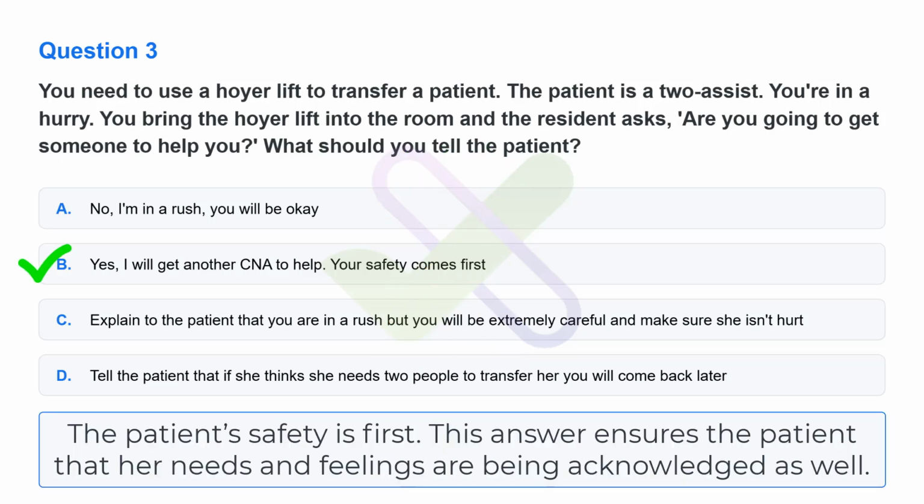Correct answer, B. Yes, I will get another CNA to help. Your safety comes first. The patient's safety is first. This answer ensures the patient that her needs and feelings are being acknowledged as well.